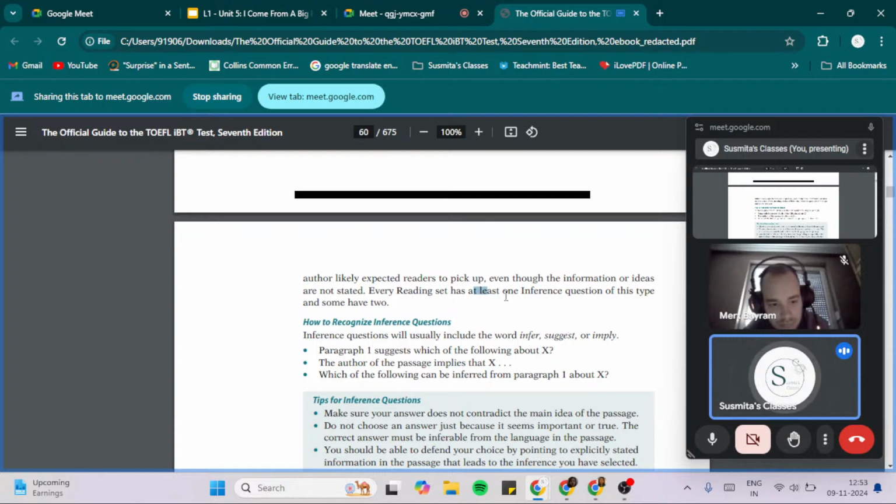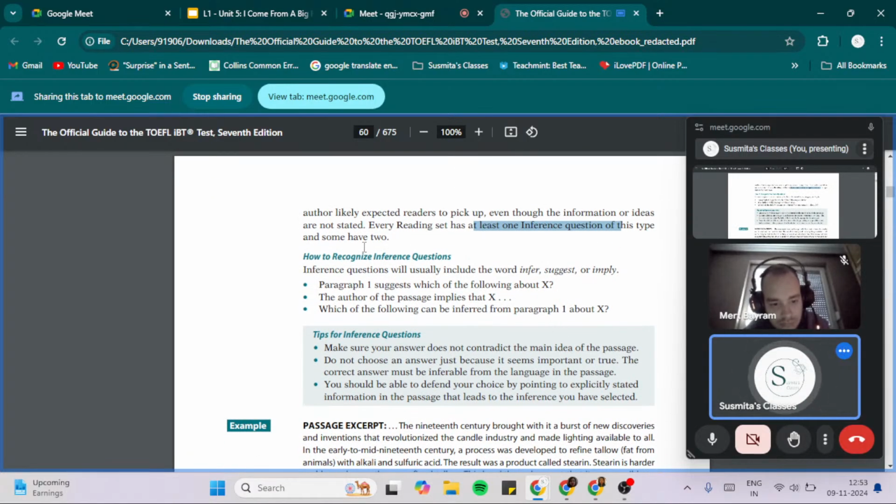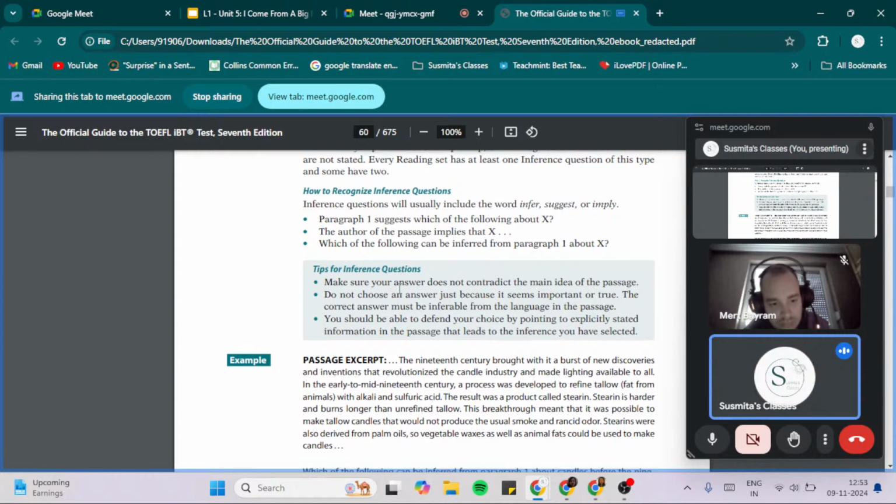You will have at least one this type of question, so again, you should be thorough with it. Sometimes you could get two also. That's why we have to be thorough with it. Make sure your answer does not contradict the main idea again over here. Do not choose an answer just because it seems important or true. The correct answer must be inferable from the language in the passage.